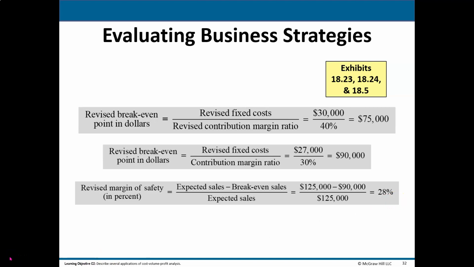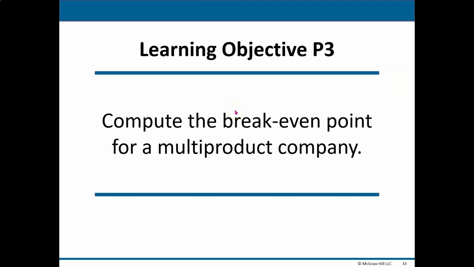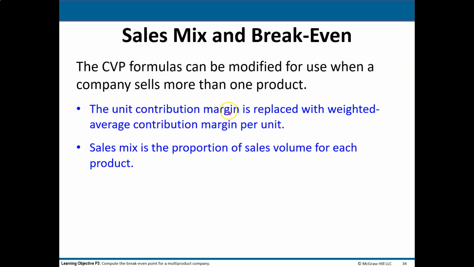Now, we've looked at different situations with a company that has one product to sell. So we looked at it from a one product standpoint. But what if we have multiple products that we sell? Well, we can compute the break-even point for a multi-product company. The CVP formula can be modified for use when a company sells more than one product. So the unit contribution margin is going to be replaced with weighted average contribution margin per unit, and we're going to take into account the sales mix.